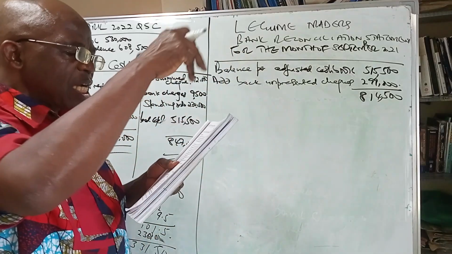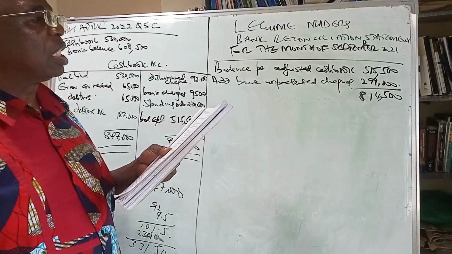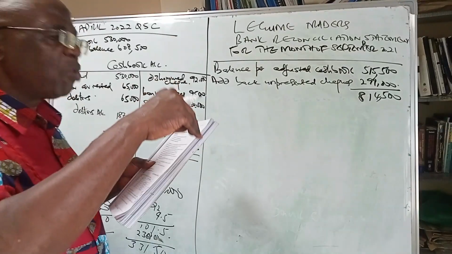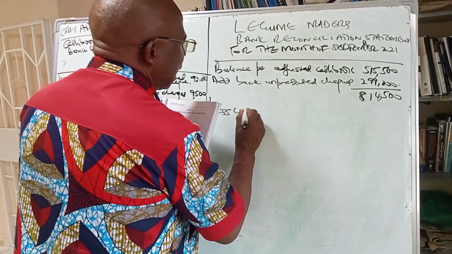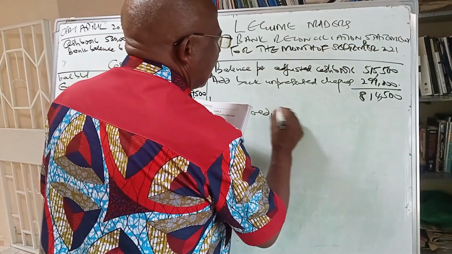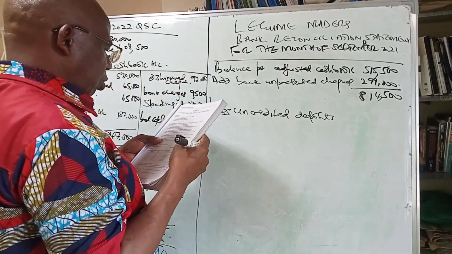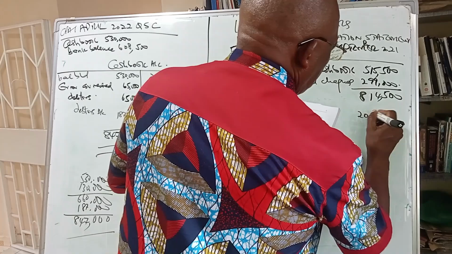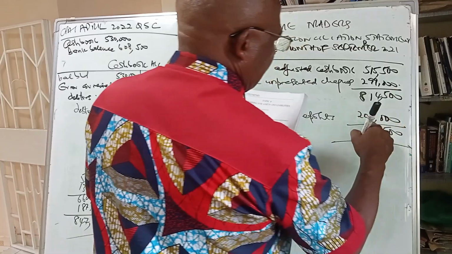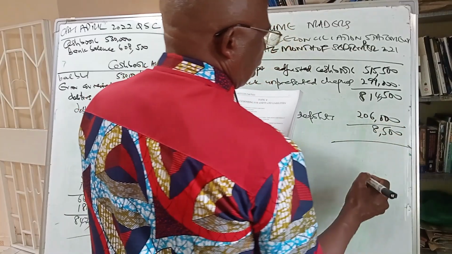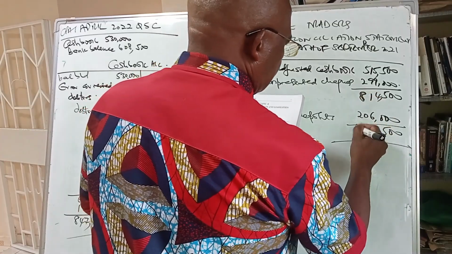But we also had number 6, checks amounting to 206,000 that were received and debited. We increased our cash book, but the bank has not received the checks, so they have not increased our money. Because we increased, we subtract. We say less uncredited deposit amounting to 206,000. We get 608,500.